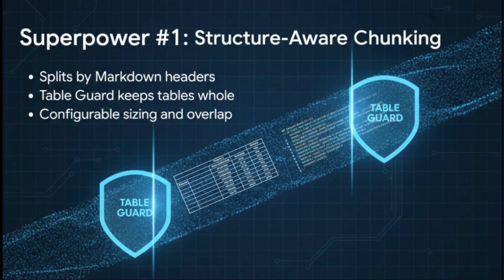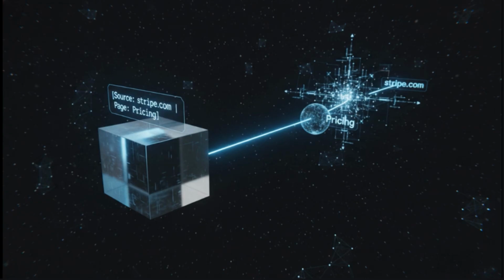This is the direct antidote to the table shredder. Instead of just blindly counting tokens, it intelligently splits content based on logical breaks, like markdown headers, and it has these table guard and code guard features that treat tables and code blocks as sacred. They will never be split apart.